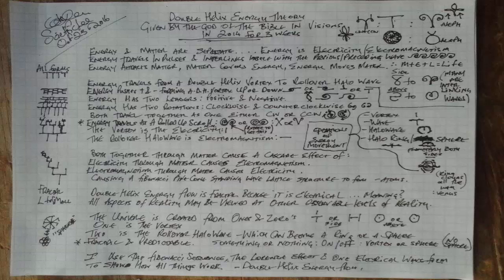Energy pushes positive and negative, forming a double helix vortex up or down. Energy has 2 leaders, positive and negative. Energy has 2 rotations, clockwise and counterclockwise. Both travel together as one, either clockwise or counterclockwise.